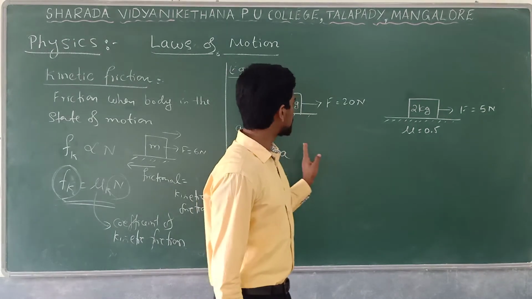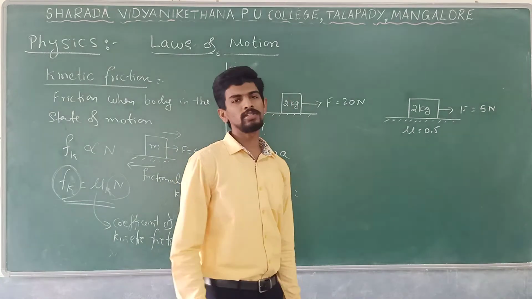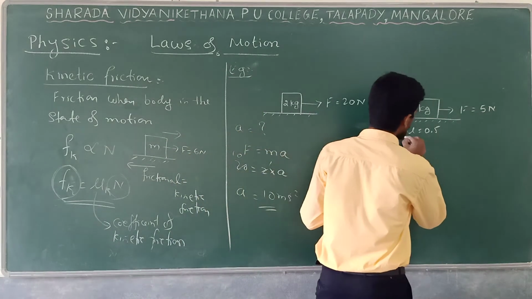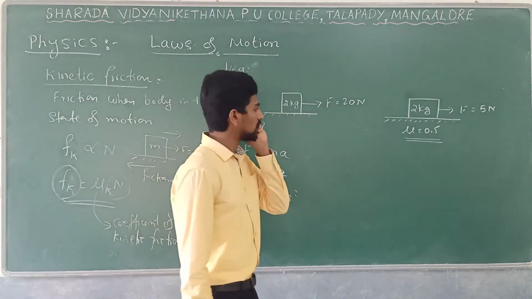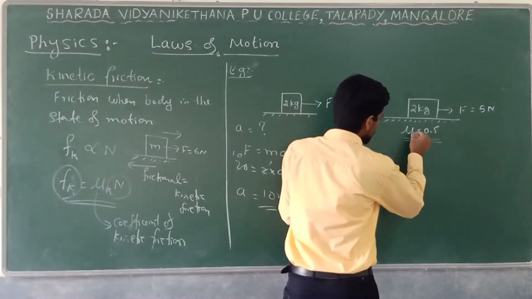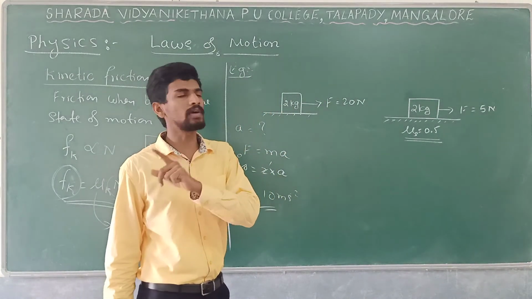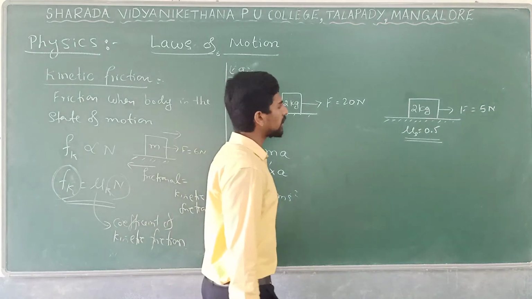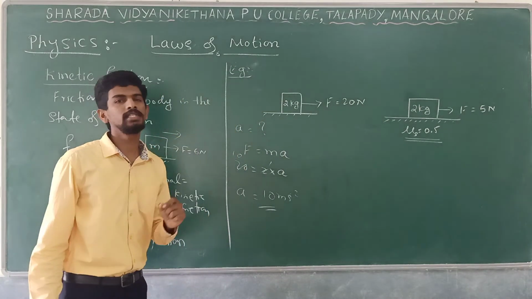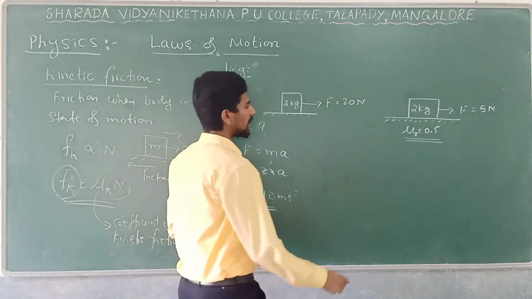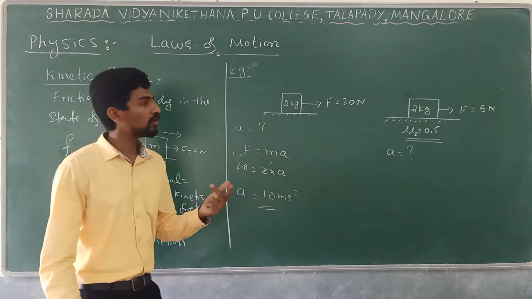Now here is the same problem. Here some value is given, mu. Mu is the coefficient of friction, specifically the coefficient of static friction. Mu s is equal to 0.5 is given. The force applied here is 5 Newton. The mass is the same, 2 kg. Now you have to find the acceleration.